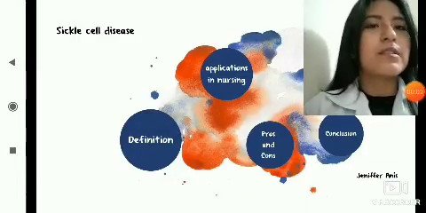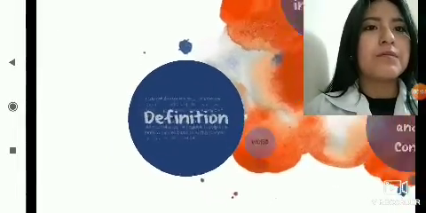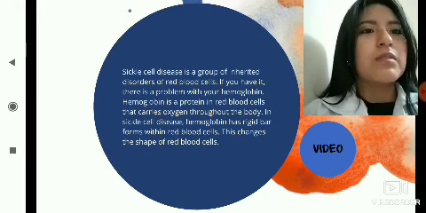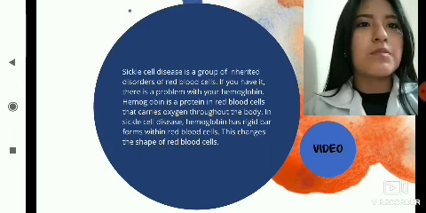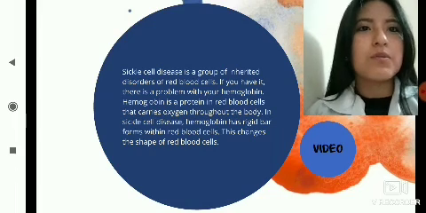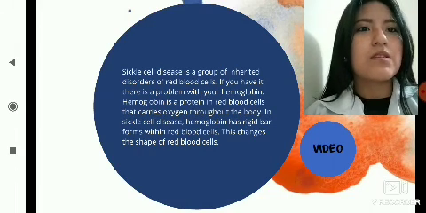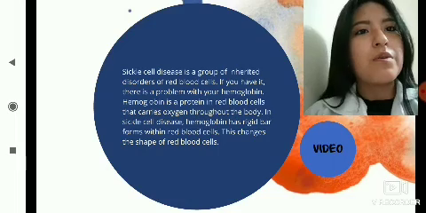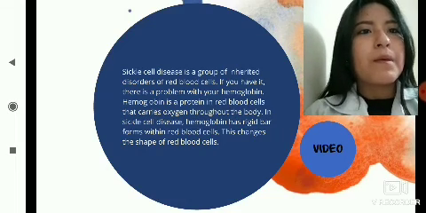Sickle cell disease. Definition. Sickle cell disease is a group of inherited disorders of red blood cells. If you have it, there is a problem with your hemoglobin. Hemoglobin is a protein in a red blood cell that carries oxygen throughout the body. In sickle cell disease, hemoglobin forms rigid bundles within red blood cells. This changes the shape of red blood cells.